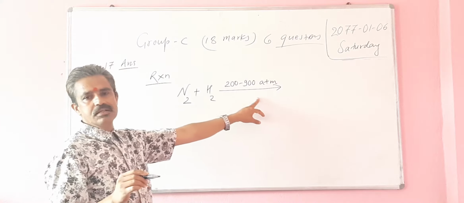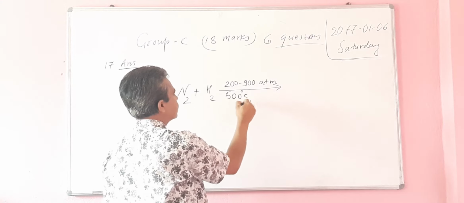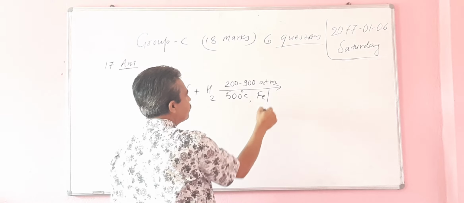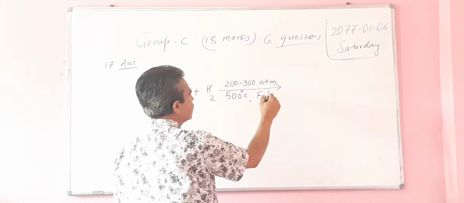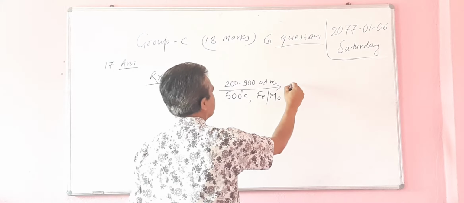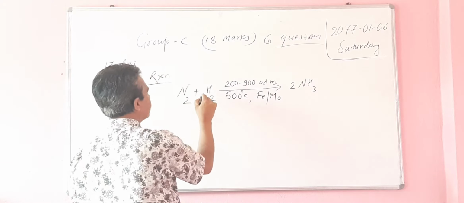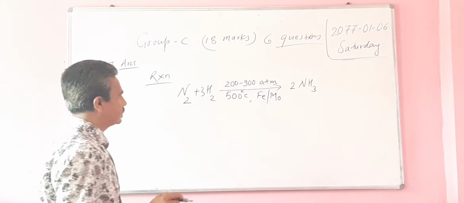200 to 900 atm; ATM means atmospheric pressure. 500 degrees centigrade. Fe as catalyst, Mo as promoter. Then we get 2NH3. This is a chemical reaction.